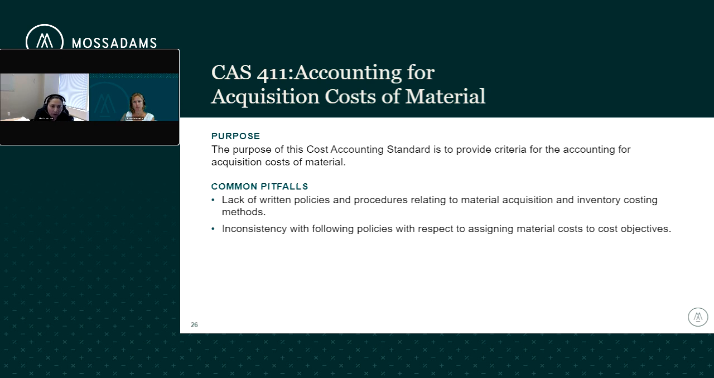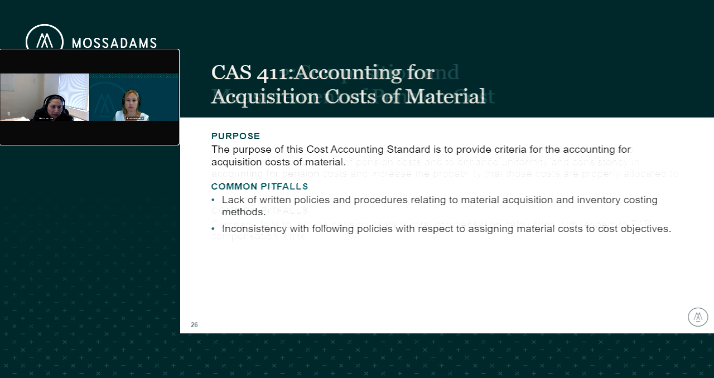And so when you go back to what are the things that we typically see where people struggle, it's really the lack of the written policies and procedures, specifically relating to the material acquisition and inventory costing methods. And a lot of times, as you all move through your life cycle of production and things change along the way, some of those policies do get outdated. And so you really want to make sure that those are being consistently followed as well. And how are you assigning those material costs to the specific cost objectives?